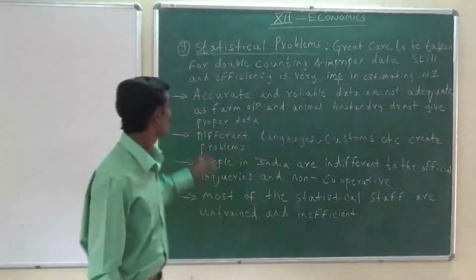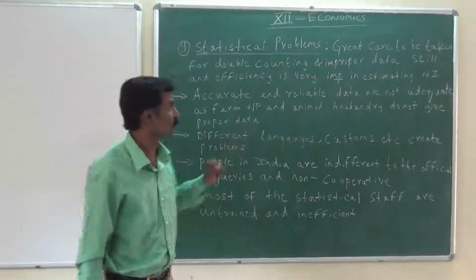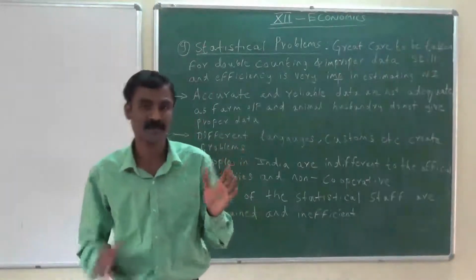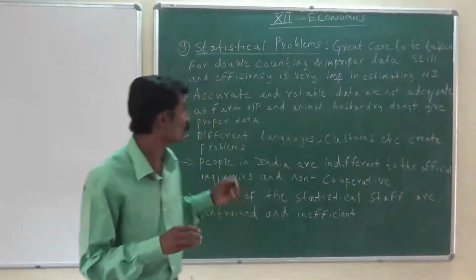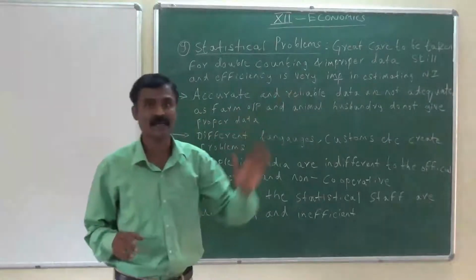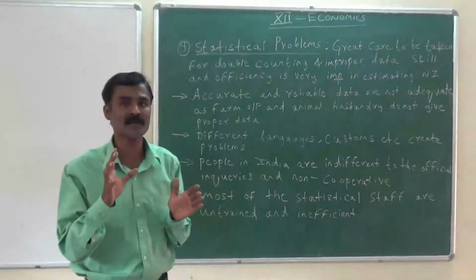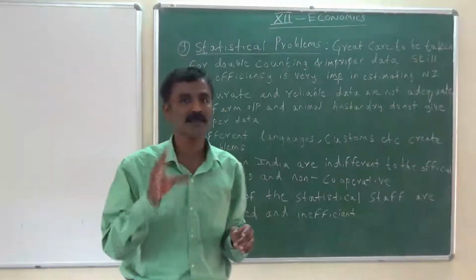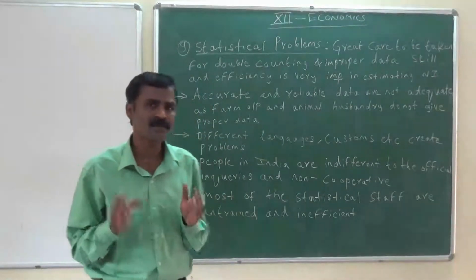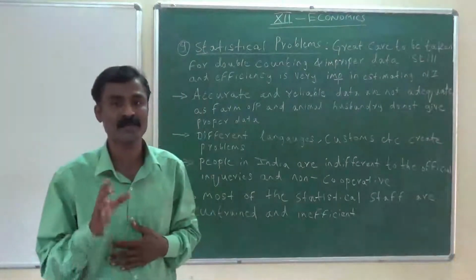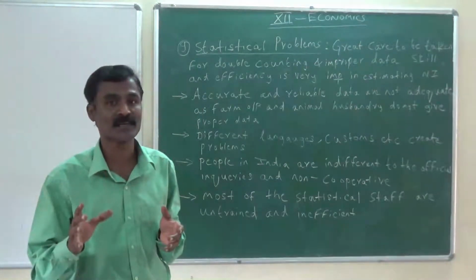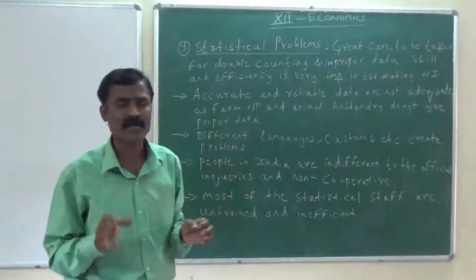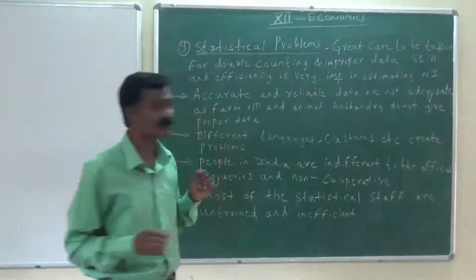Okay students, the last point is statistical problems. Great care has to be taken for double counting. As I told you in the previous class, what exactly double counting is, and improper data. Data has not been given under the right conditions. Skill and efficiency are also very important in estimating national income. Now let's see some of the statistical problems arising in measuring national income. The first point is that we do not get accurate and reliable data.